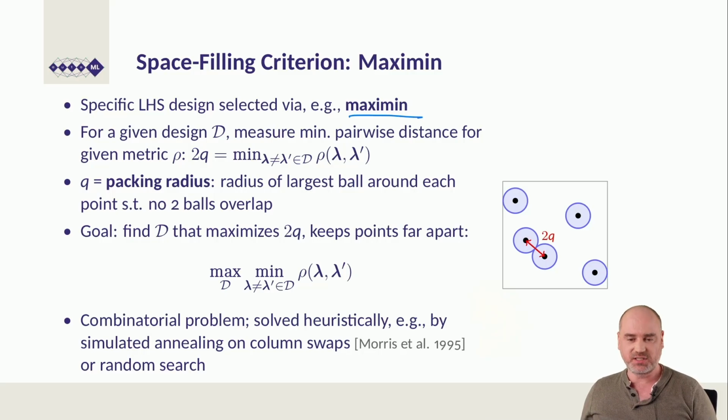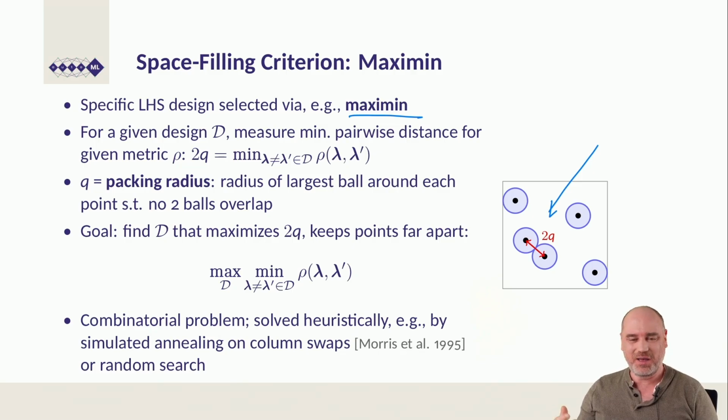We just take a given design, which consists of a couple of points spread out in our configuration space. And then we measure the minimal pairwise distance for any distance metric in this space. Usually this metric rho is something like Euclidean distance. And then we measure the minimal distance between any 2 pairs of points. It's this minimal distance between design points.